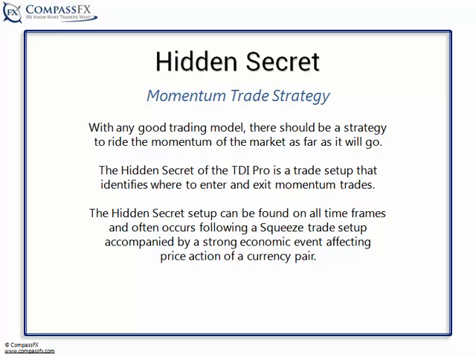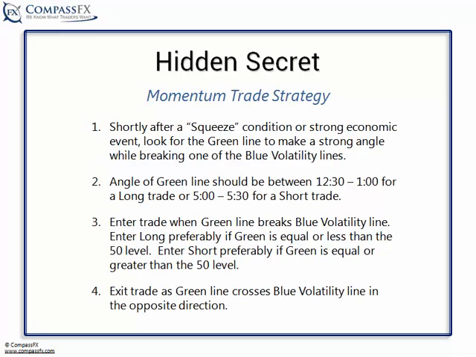The beauty of the hidden secret is that it can be found in all time frames and often occurs following a squeeze trade setup accompanied by a strong economic event affecting price action of a currency pair. Shortly after a squeeze condition or a strong economic event, look for the green line to make a strong angle while breaking one of the blue volatility lines. The angle of the green line, if you think back at the clock face, should be between 12:30 and 1 o'clock for a long trade, or between 5 and 5:30 for a short trade.